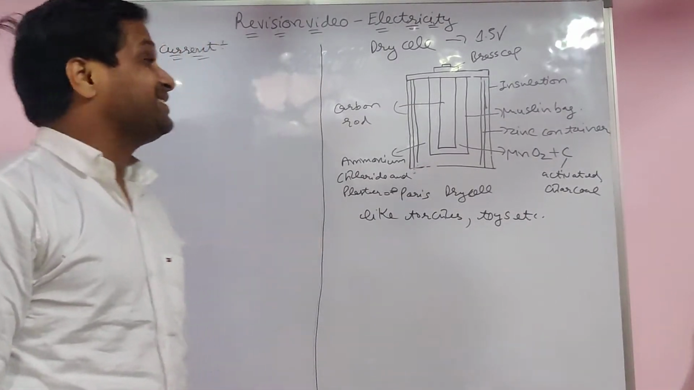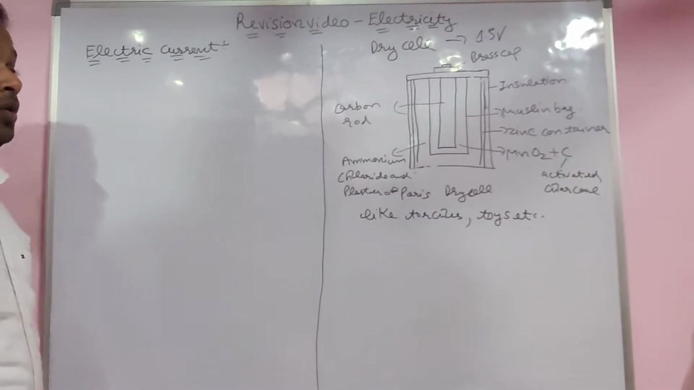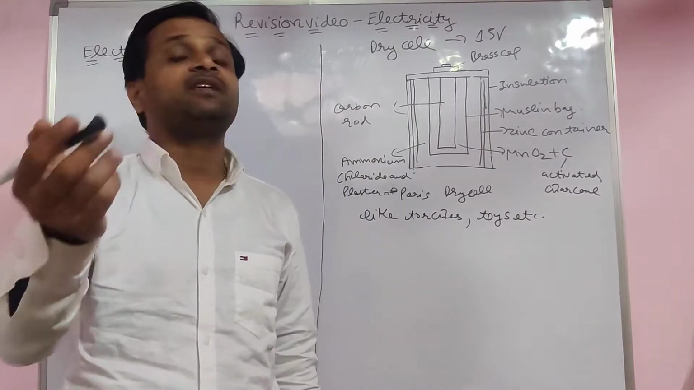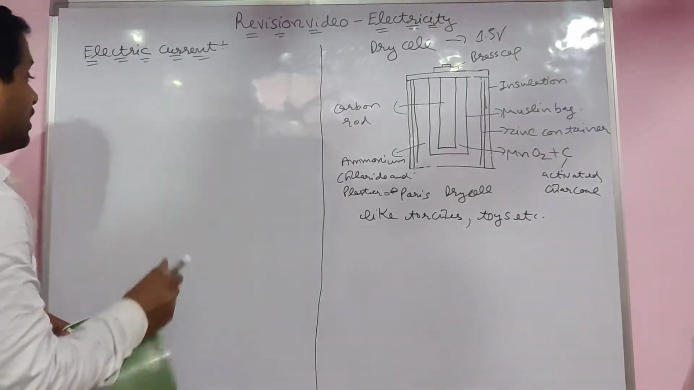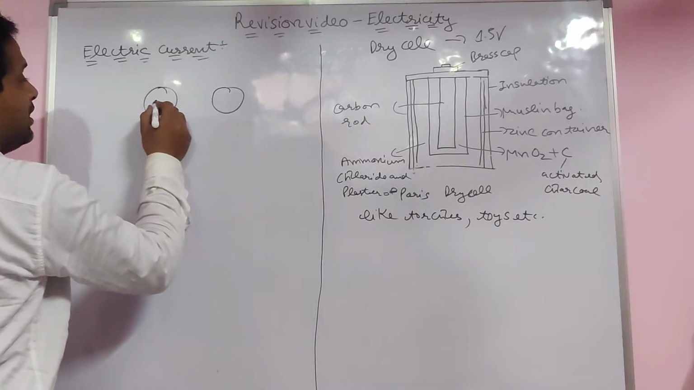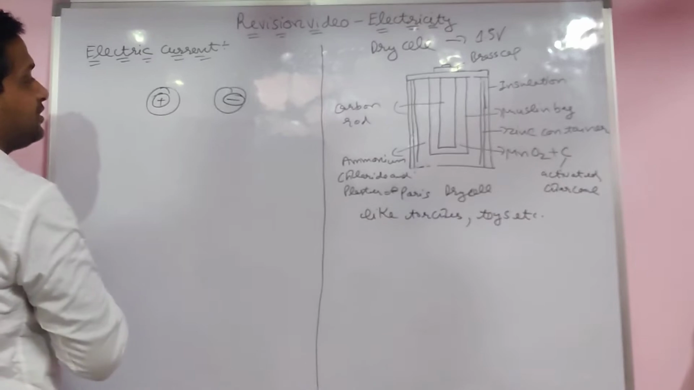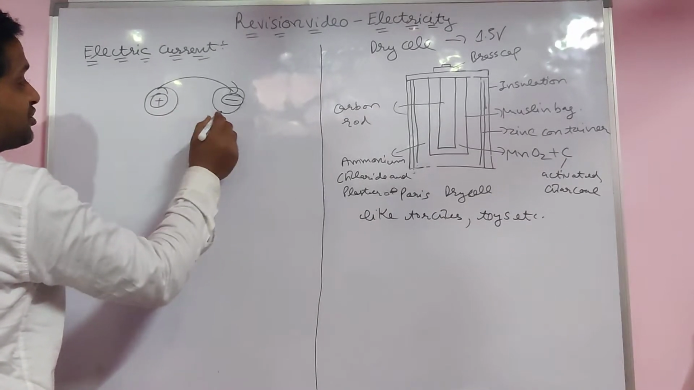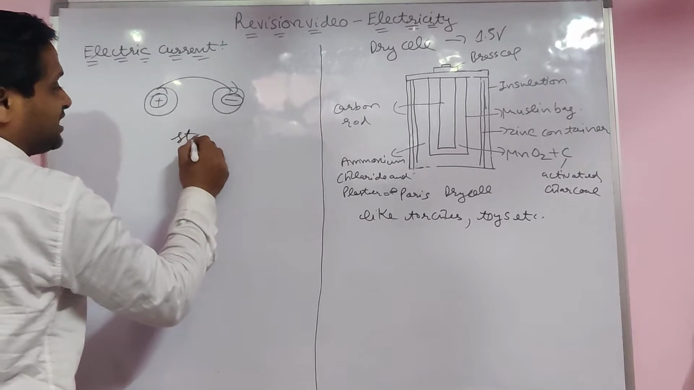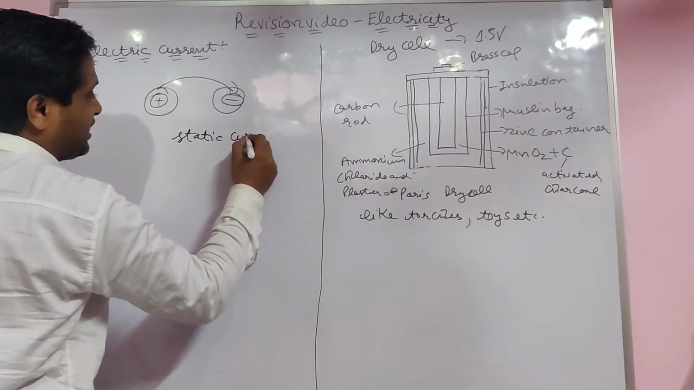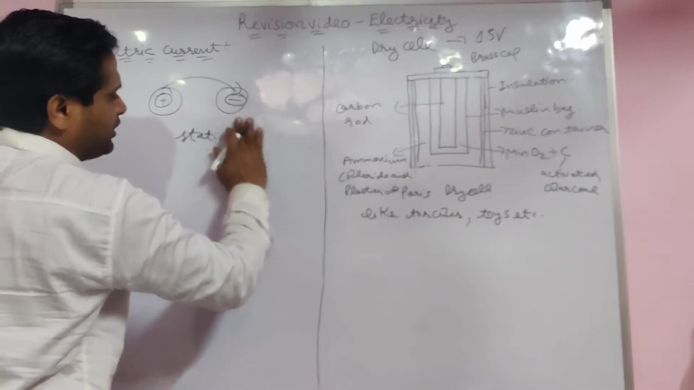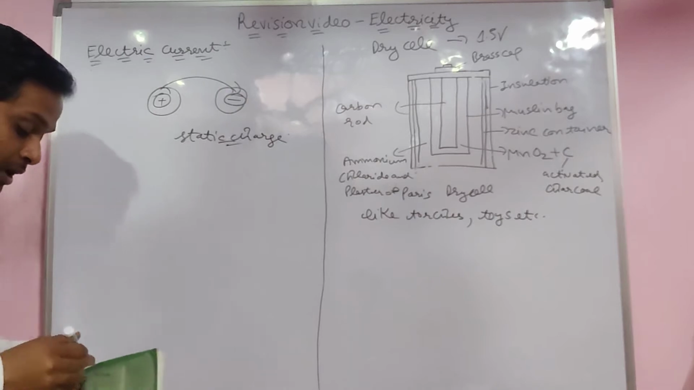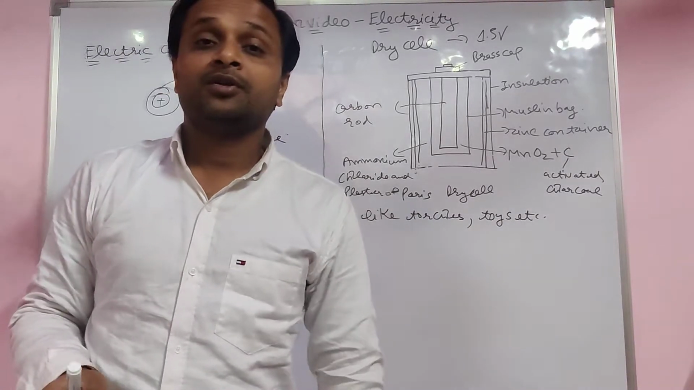Now we discuss what electric current is. When you rub two things, charge will come: one is positive, one is negative. How? When you rub two bodies with each other, charge appears positive on one and negative on the other, because electrons transfer from one body to another. But after transferring, the charges are at rest. That is called static charge. Static charge, the charge at rest.